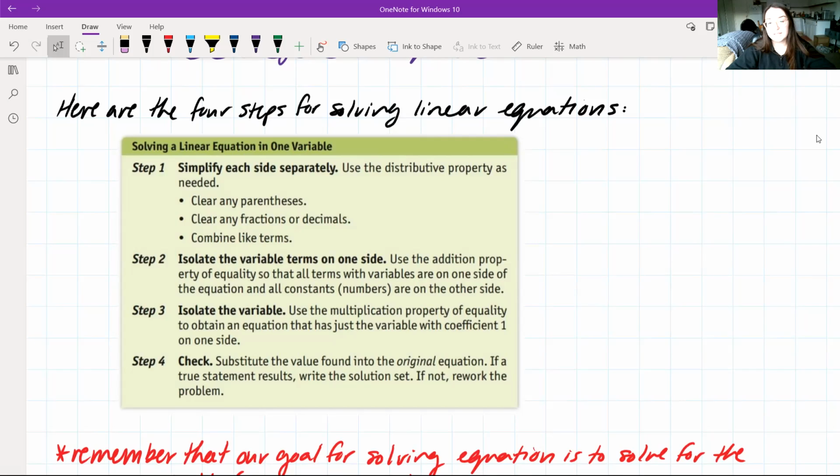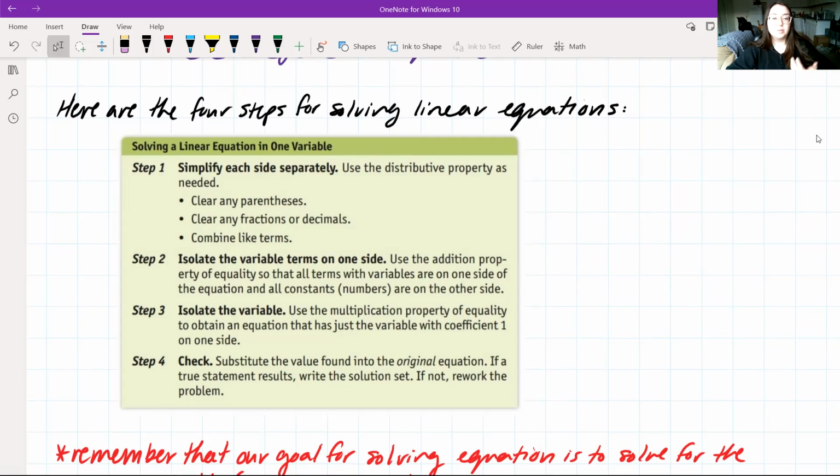Step 3, we want to isolate the variable. We want to use the multiplication property of equality to obtain an equation that has just the variable with the coefficient of 1 on its side. Then step 4, we want to check. Then we want to substitute the value found in the original equation. If a true statement results, we write the solution set, and if not, we want to rework the problem.